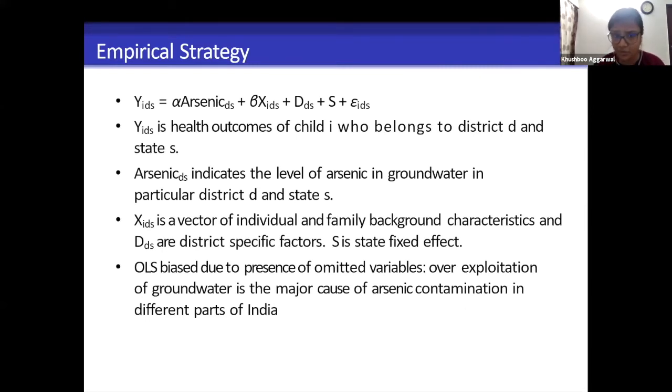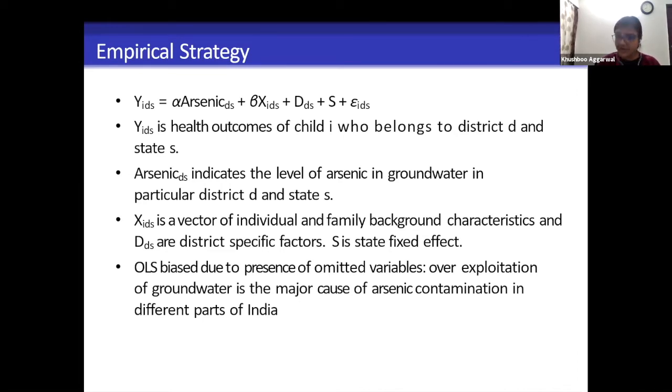Coming to our OLS framework. So basically here our outcome variable, as already mentioned, is the health outcome of child i who belongs to district d and state s. Here the main explanatory variable is the level of arsenic that is present in a district and that varies within a state. Apart from that, we have included several individual and family background characteristics along with several district-specific characteristics. And we have included state fixed effects in all our regressions.